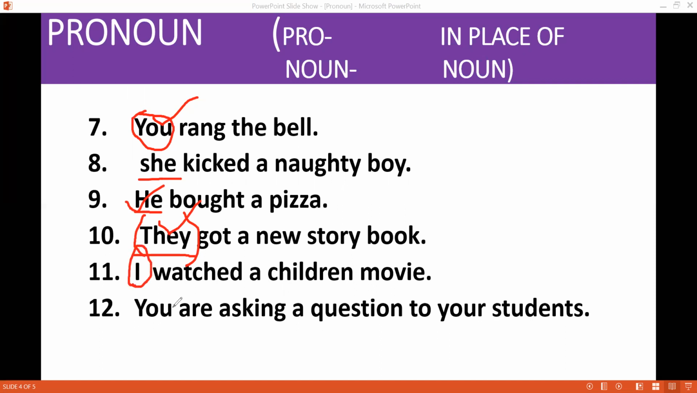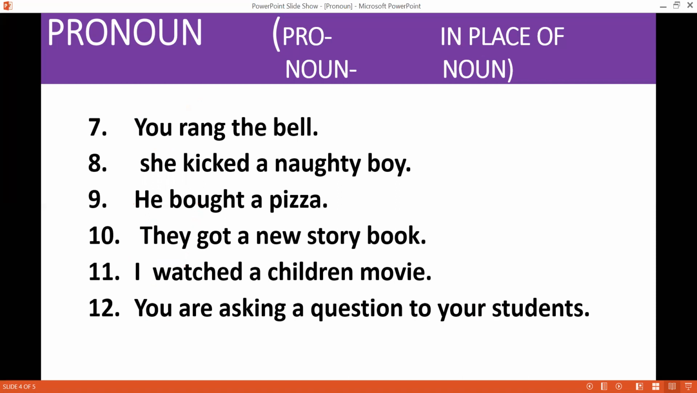Similarly, I watched a children's movie. I is a pronoun. You are asking a question to your students. Your and you are pronouns here. So words which replace the noun are called pronouns, which are used in place of noun are pronouns.